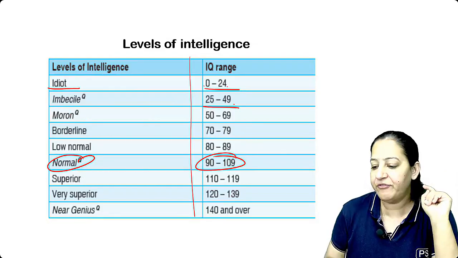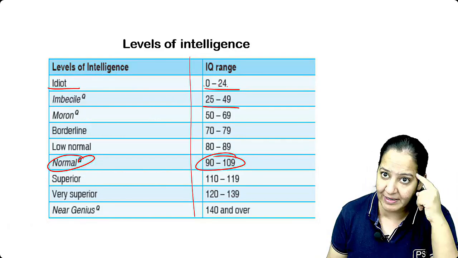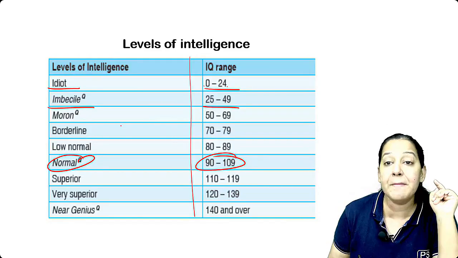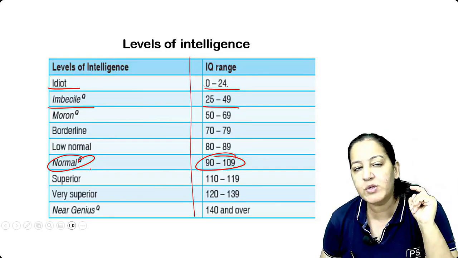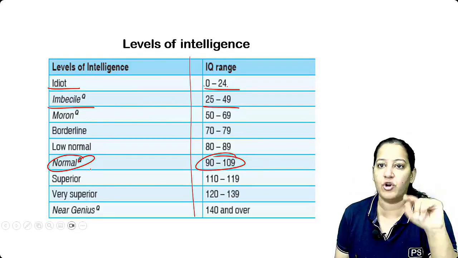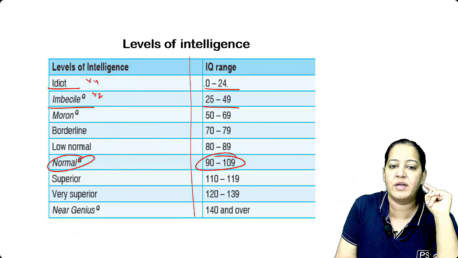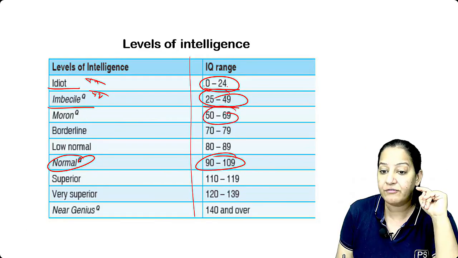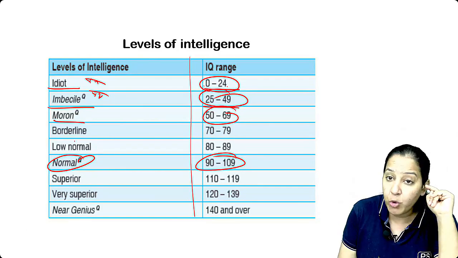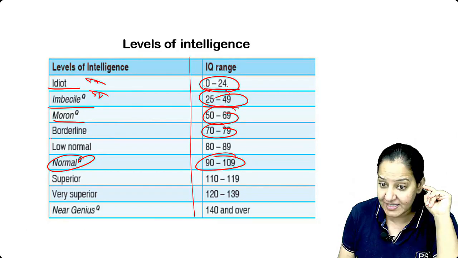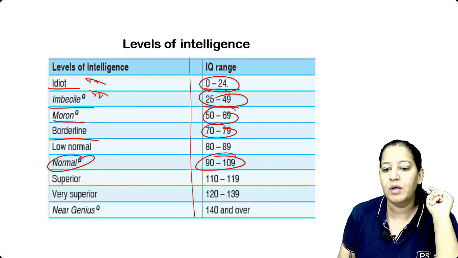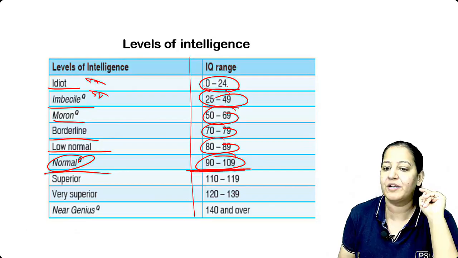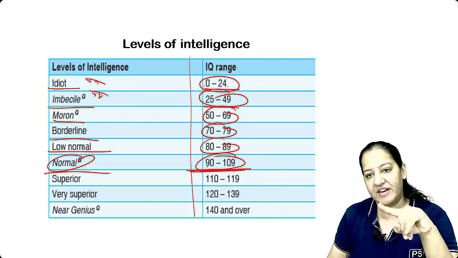Okay, 25 to 50. If someone has half the mental age, say my age is 40 but my mental age is 20, call that person an imbecile. An imbecile is a person whose mental age is half of the chronological age. Here it's 1/4, here it's half. Don't learn 1/4 and half. Learn 0 to 25, 25 to 50. Now 50 to 70 is moron. 70 to 80 is borderline IQ. 80 to 90 is low normal. And this is normal. Normal is 90 to 110.